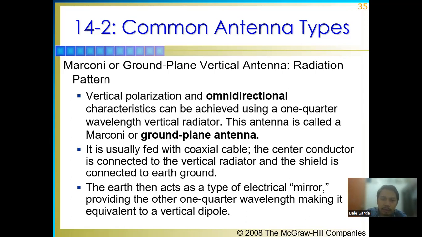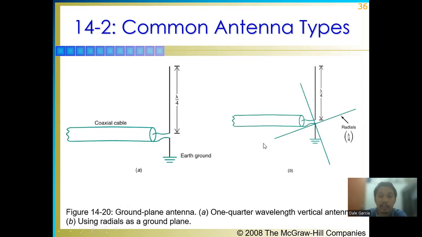If it is dual orientation, I think that is the omnidirectional, it could radiate in both orientations. So the Marconi antenna is usually fed with a coaxial cable, much like the Hertz antenna. The center conductor is connected to the vertical radiator and the shield is connected to the ground, the Earth ground. The Earth then acts as a type of electrical mirror, providing the other 1/4 wavelength, making it equivalent to a vertical dipole.